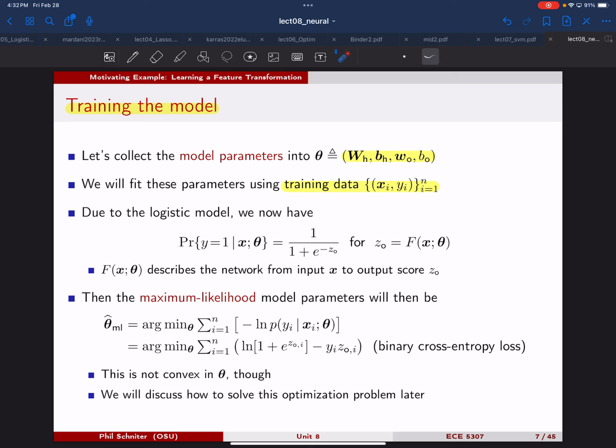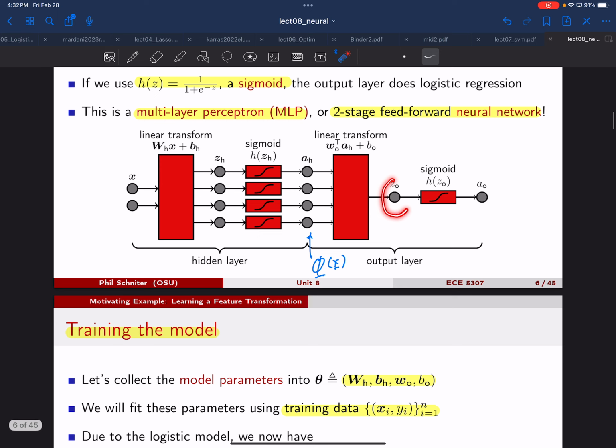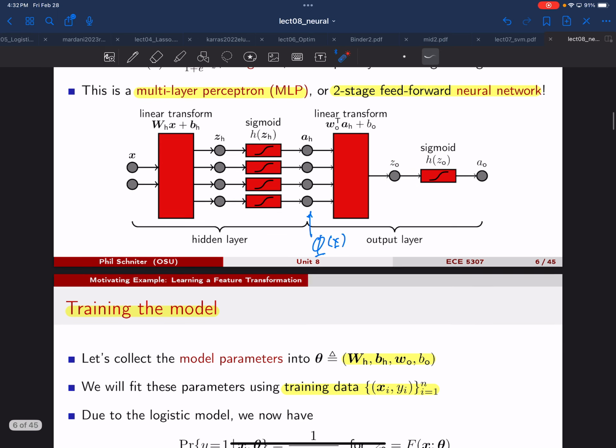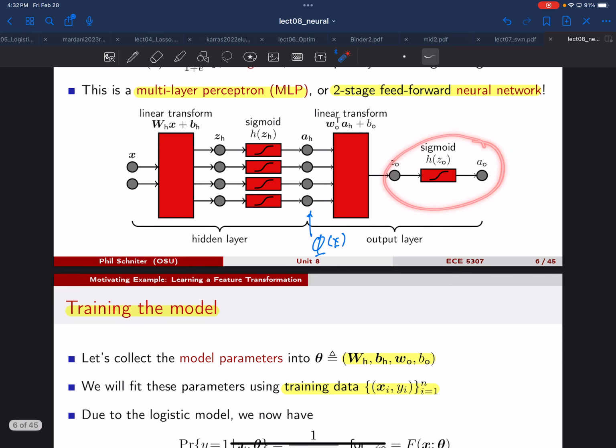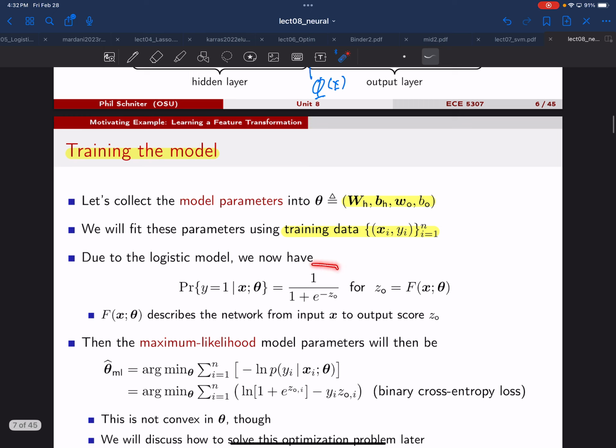And because we're using this model, z0, which is this number, the linear output of the last stage, because we're putting it through a sigmoid, essentially we're implicitly saying we have this probability model, the probability that y equals 1, given the original features and given all our trained parameters, is just 1 over 1 plus e to the minus z0. This is just the sigmoid.